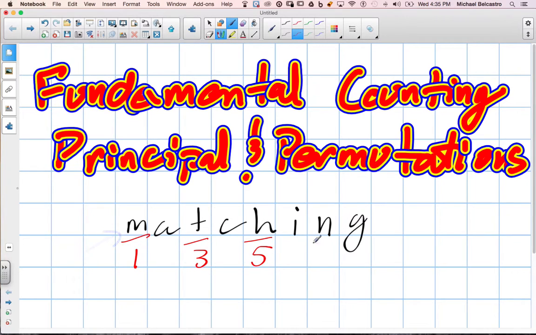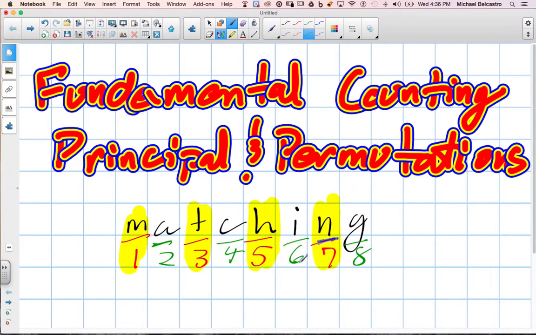1, 2, 3, 4, 5, 6, and 7, so 1, 3, 5, and 7, they have to stay stagnant. They can't change, they have to stay the way they are. So think of it like they're pillars here. In other words, M doesn't change, T doesn't change, H doesn't change, and N doesn't change. So the only ones that will move are 2, 4, 6, and 8.